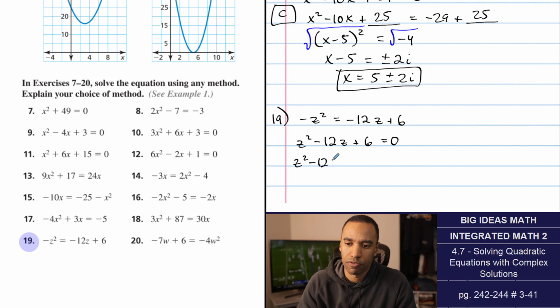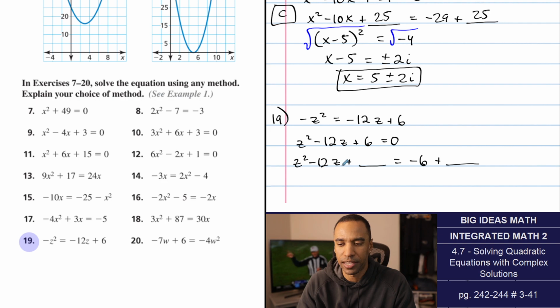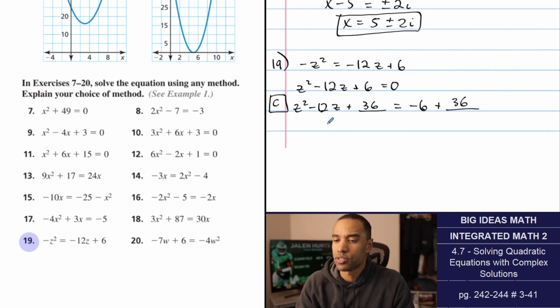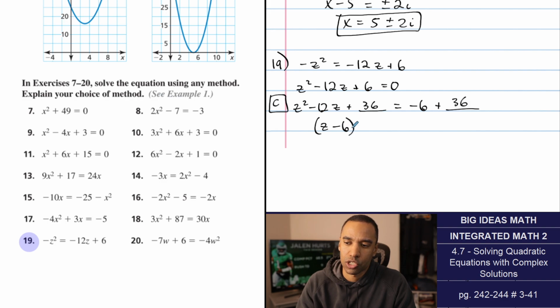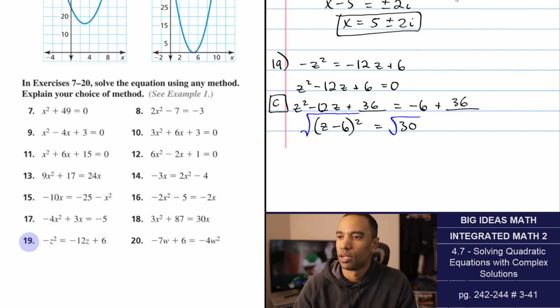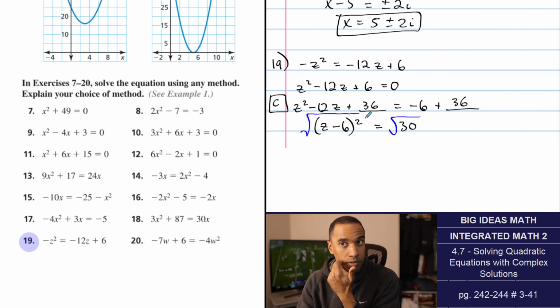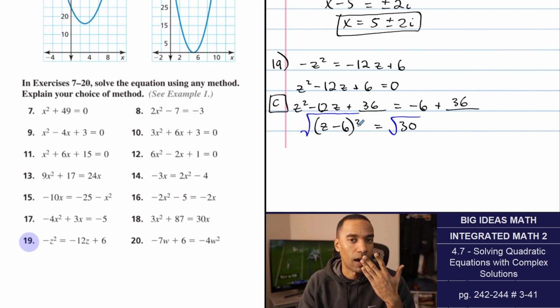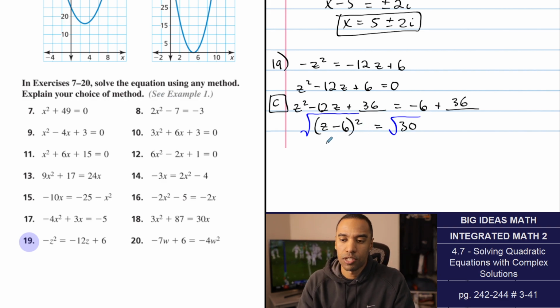So z squared minus 12z plus blank equals, subtract that 6 over, negative 6 plus blank. Completing the square. Let's do 12 divided by 2 is 6. Squared is 36. And 36 on both sides. Real solutions. This will factor to z minus 6 quantity squared equals 30. So real solutions from a positive number. Let's take the square root of both sides. 30 does not simplify. 10, 3, 5, 6, 30 and 1. No, it can't simplify, but we do get the plus or minus square root of 30.